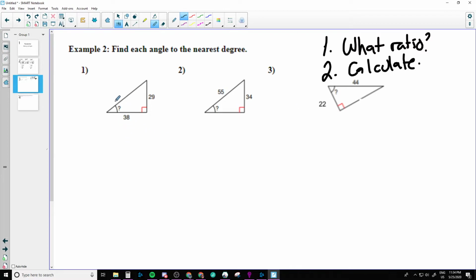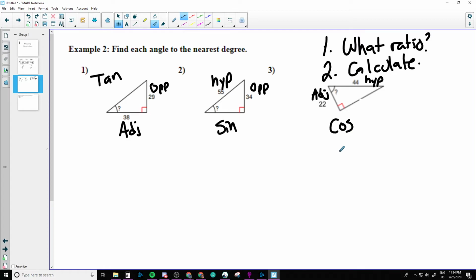So let's do this one. We need to find this angle here. This side is opposite to the angle, and this side is adjacent to the angle, which tells us that this is going to be tangent. Okay, let's take a look at the next one here. This is the angle. This is still opposite, but this one is the hypotenuse, which tells us this one's going to be sine. And this one, here's the angle here. This is the hypotenuse, and this side is the adjacent. So this is going to be cosine.